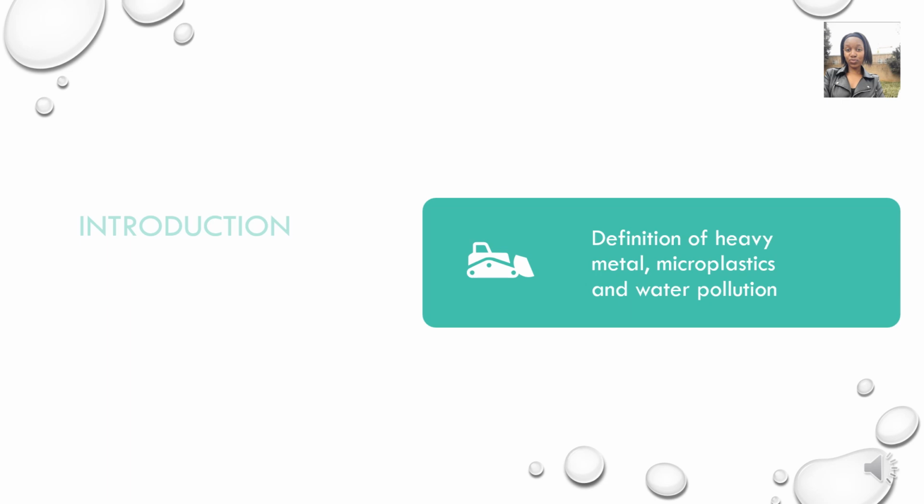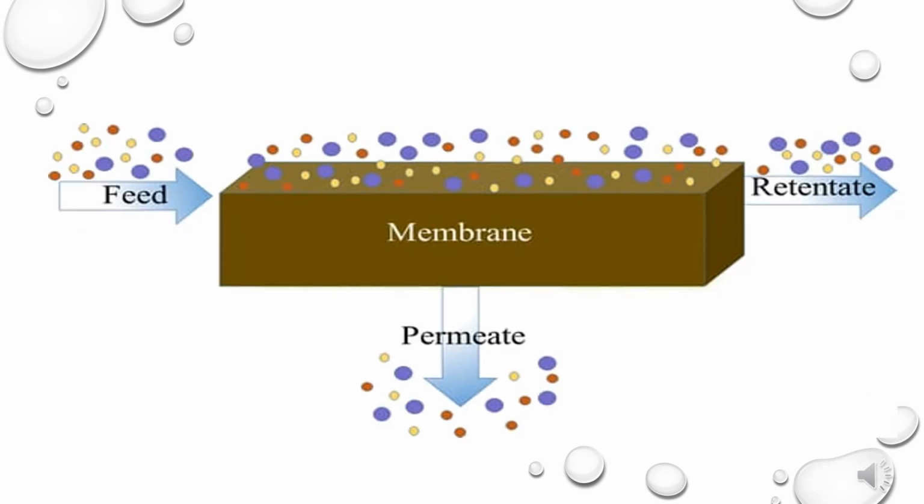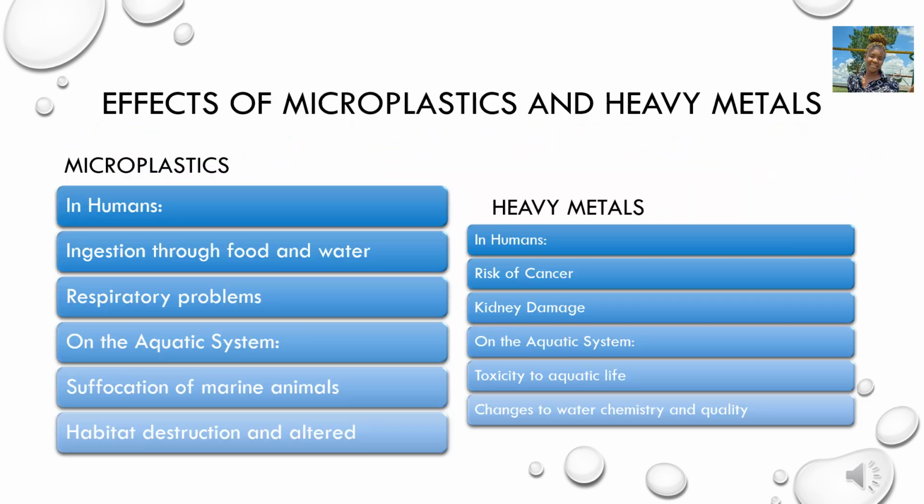Microplastics are increasingly recognized as important non-biodegradable contaminants in freshwater and wastewater systems, posing serious threats to human health and the aquatic ecosystem. Membrane technology is a separation process that utilizes selective barriers to separate components in a fluid mixture based on size, charge, or chemical properties. This technology is increasingly applied in water treatment, including the removal of contaminants such as microplastics and heavy metals from freshwater and wastewater. Microplastics and heavy metals mostly affect humans and aquatic ecosystems.